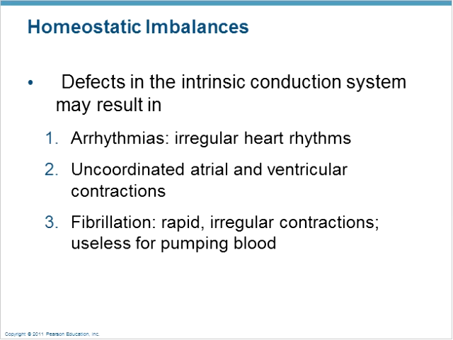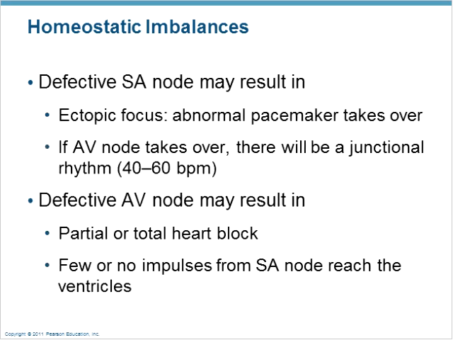We can have homeostatic imbalances in that conduction system. Defects in the intrinsic conduction system can result in all sorts of things. We get arrhythmias, which are irregular heart rhythms. We get uncoordinated atrial and ventricular contractions, so they contract in very different ways. We can get fibrillation, where there's this shaking, rapid irregular contractions, which doesn't pump anything. And arrhythmias can also be very ineffectual for pumping blood. So all of these cause ineffectual pumping. That way we don't get oxygen, or blood, to the heart and the rest of the body. So that's the problem.